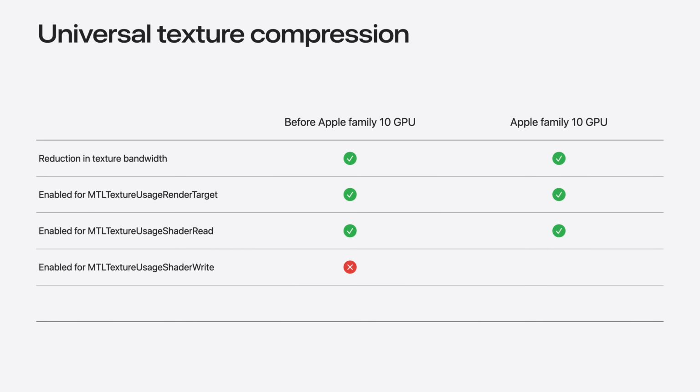M5 changes that. Compression now works with MTLTextureUsageShaderWrite. New hardware tracks pixel level reads, writes, and block writes across the GPU, ensuring memory coherence. Every read sees the correct data, even when multiple shader invocations write to the same texture. Modern engines using compute for advanced post-processing now get automatic bandwidth savings. And the best part is, no code changes are required.